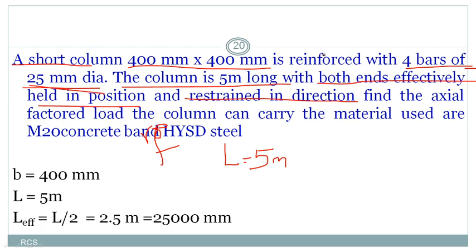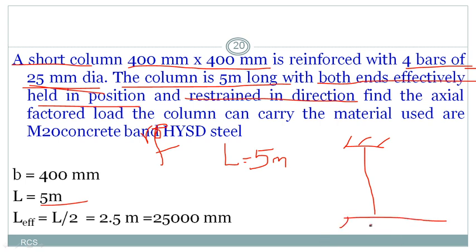and they have given the condition for calculating the effective length of the column. Both ends of the column are effectively held in position and restrained against rotation in both directions. That means they are restrained against rotation at both ends. So when they are restrained against rotation at both ends, what does it mean? They are fixed at both ends. So this end of the column is fixed and this end of the column is also fixed.